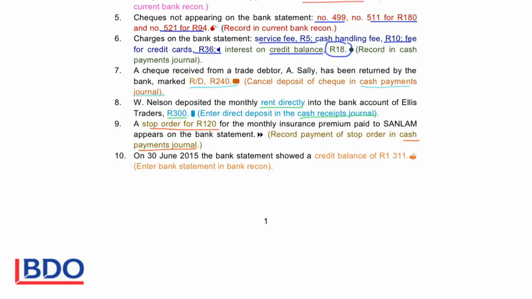On 30 June, the bank statement showed a credit balance of 1311. We will always start the bank reconciliation statement with the balance on the last day of the bank statement, because we want to show that if we take their closing balance and we do adjustments in the bank reconciliation, it will reconcile with my bank account.